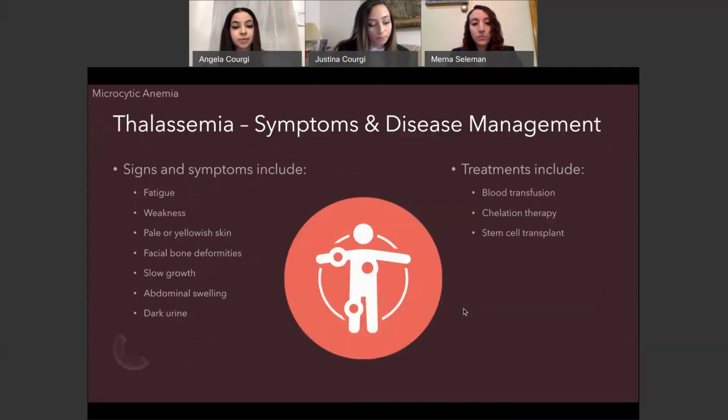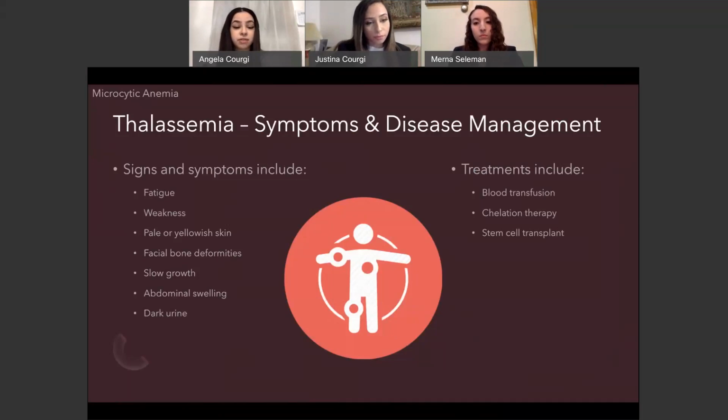All right, so we have the symptoms and disease management. So here are the signs and symptoms of thalassemia. A few include fatigue, weakness, facial bone deformity, slow growth. Also, some newborns may show symptoms of thalassemia at birth, while others develop signs during the first 2 years of life. Patients with only one affected hemoglobin gene do not experience any of these symptoms.